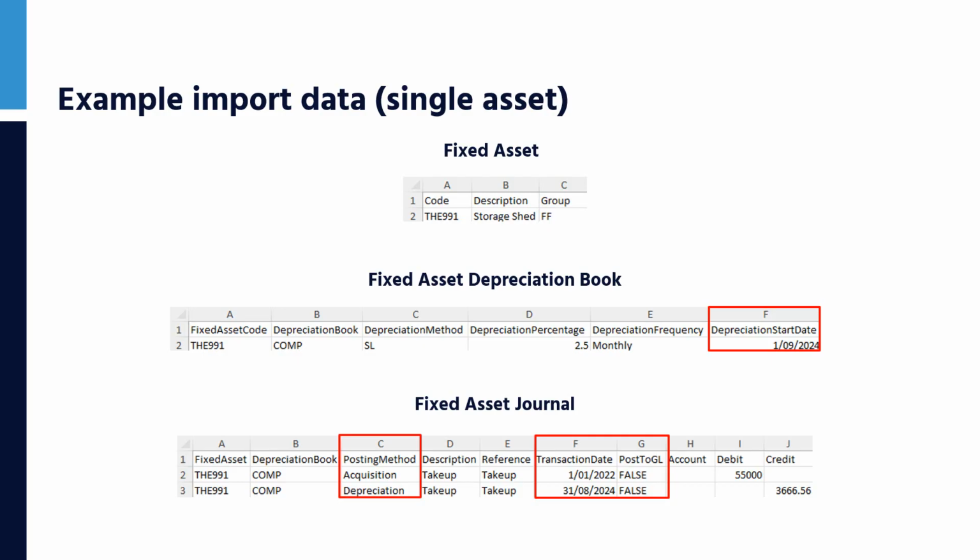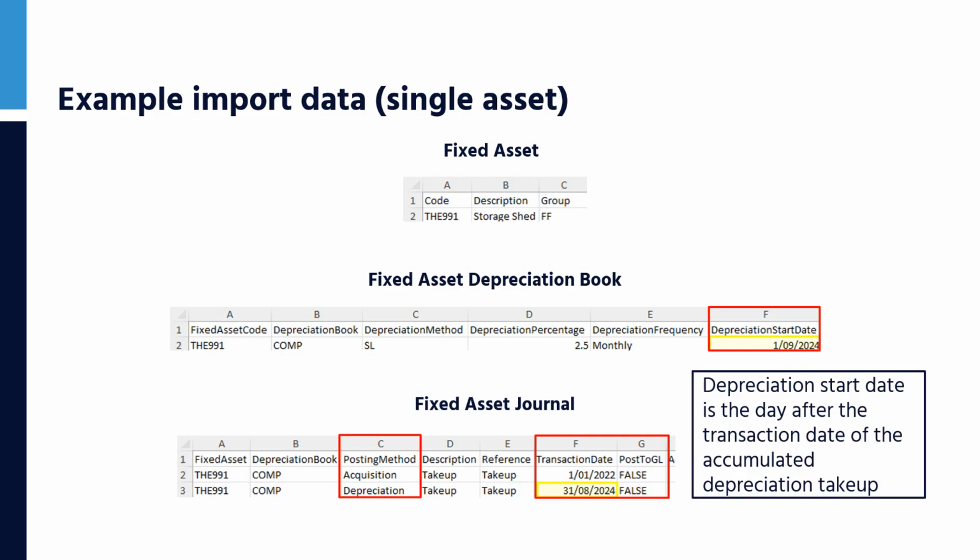So the fixed asset import, again, that's just the code, description, and group. If you had those other attributes, like your custodians and location and asset types and all that sort of jazz, that would also be part of your import spreadsheet, but we're just keeping it nice and simple. The fixed asset depreciation book, again, has those attributes that we saw on the previous screen. And the fixed asset journal, we're doing two lines here because we're bringing in the acquisition and depreciation at the same time. And we'll talk more about the dates on the next screen.